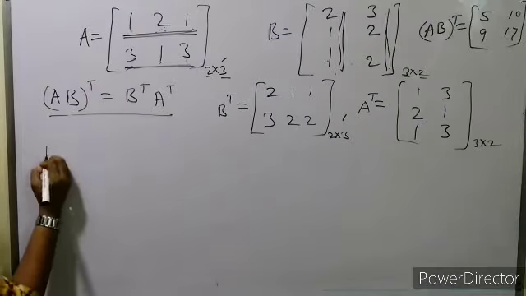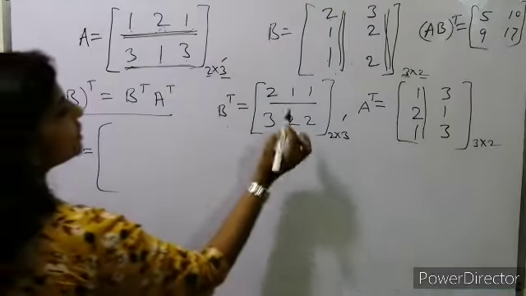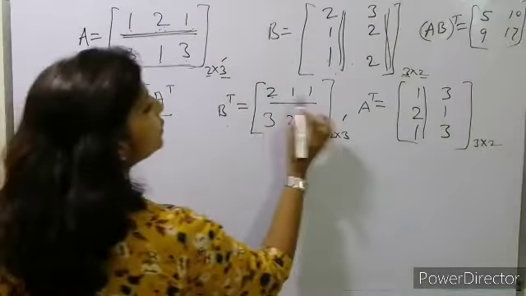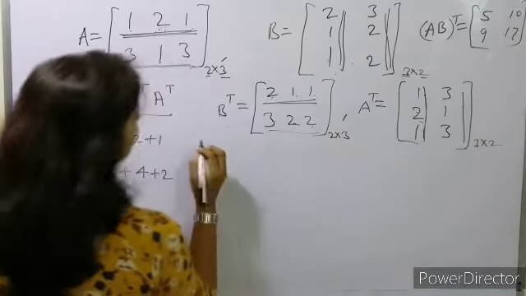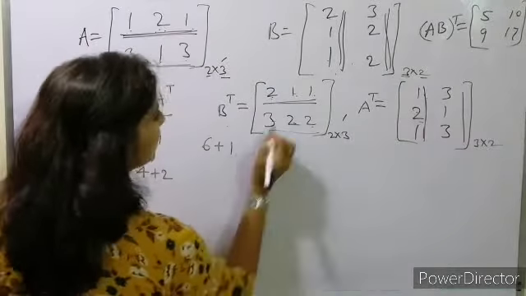We'll multiply B transpose and A transpose. First row, first column: 2 into 1 is 2, 1 into 2 is 2, 1 into 1 is 1. Second row, first column: 3 into 1 is 3, 2 into 2 is 4, 2 into 1 is 2. First row, second column: 2 into 3 is 6, 1 into 1 is 1, 1 into 3 is 3.